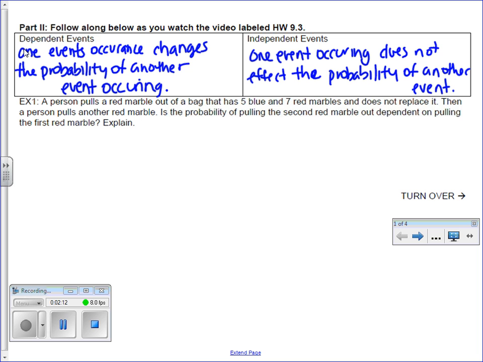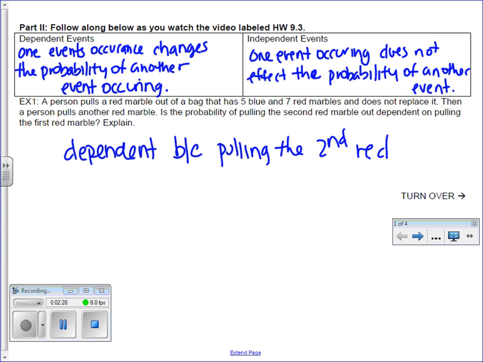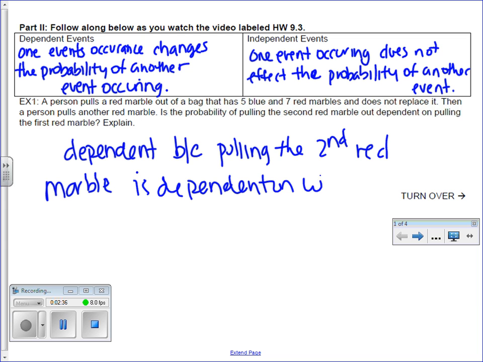I would say that it's dependent because pulling the second red marble is dependent on whether the first one you pulled was red or not.